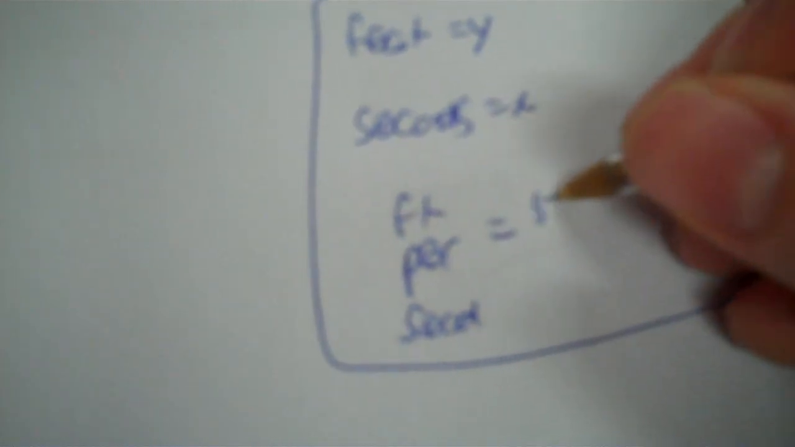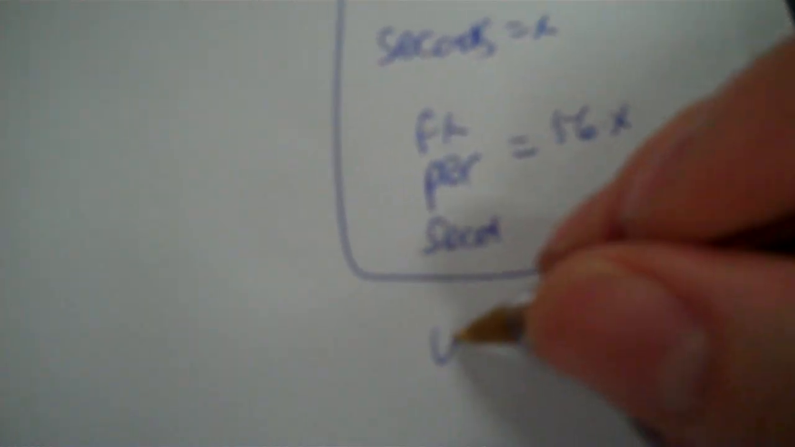A football is kicked off the ground at a velocity of 56 feet per second. After how many seconds does it land on the ground? So we have feet and seconds. Seconds is x, feet is y. So feet per second, 56 times x, so it goes up, comes down, pulled by the force of gravity, so we know it's a quadratic function. We're finding the seconds.